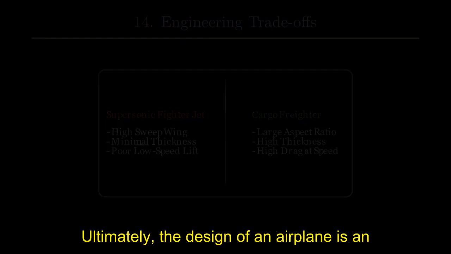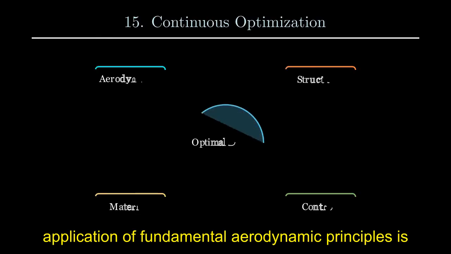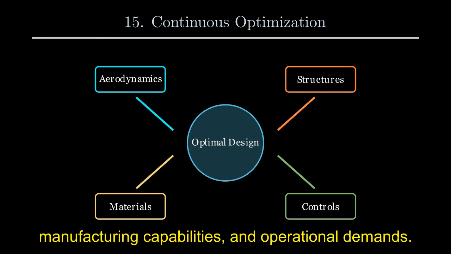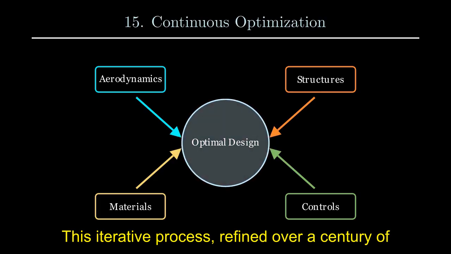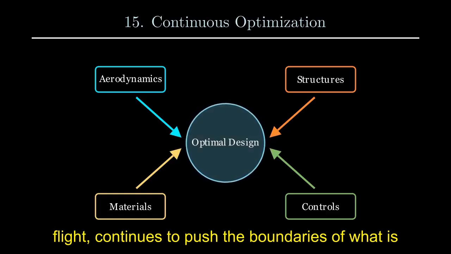Ultimately, the design of an airplane is an intricate optimization problem, where the application of fundamental aerodynamic principles is continually balanced against material constraints, manufacturing capabilities, and operational demands. This iterative process, refined over a century of flight, continues to push the boundaries of what is aerodynamically possible.